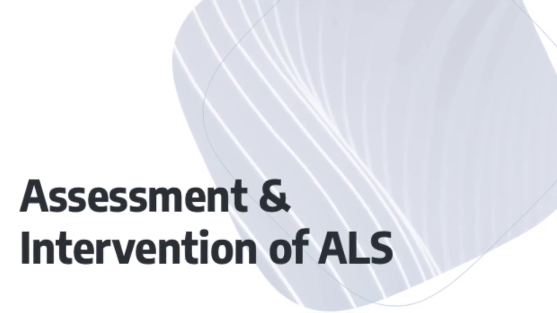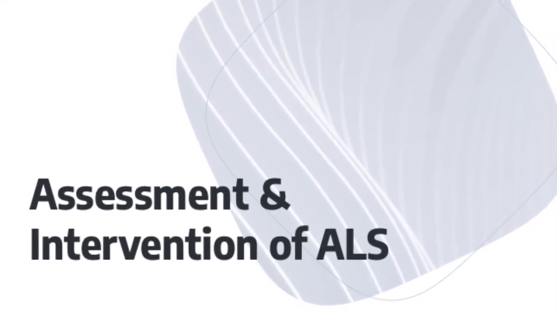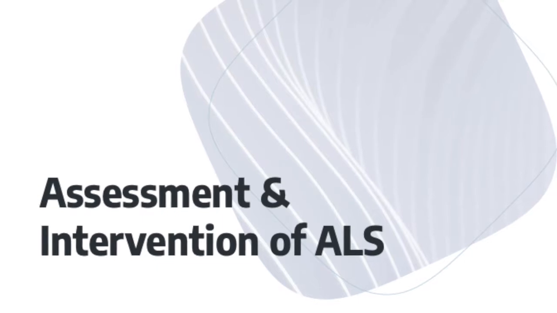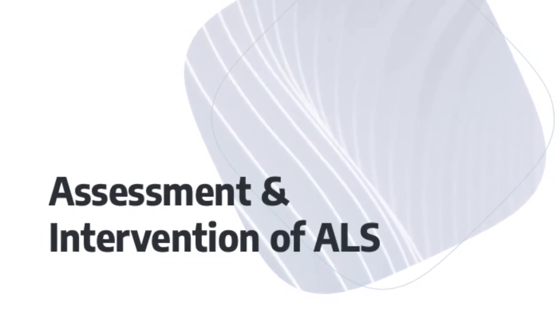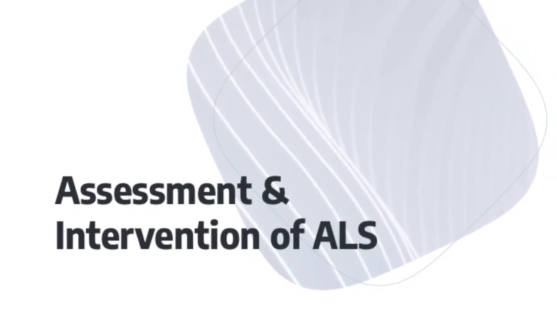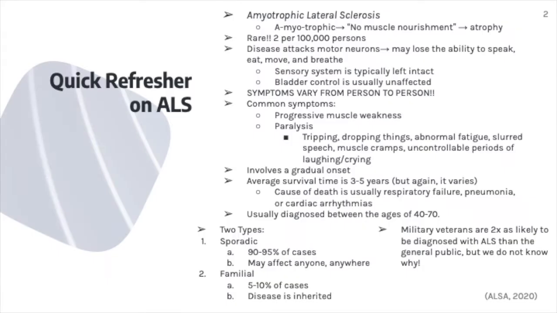My presentation is on the assessment and intervention of amyotrophic lateral sclerosis, or ALS, commonly known as Lou Gehrig's disease. Amyotrophic translates to no muscle nourishment, which could then lead to atrophy of the muscle. There is no known etiology or cure for ALS, and it is very rare and it attacks motor neurons, meaning the person may lose the ability to speak, eat, move, and breathe.